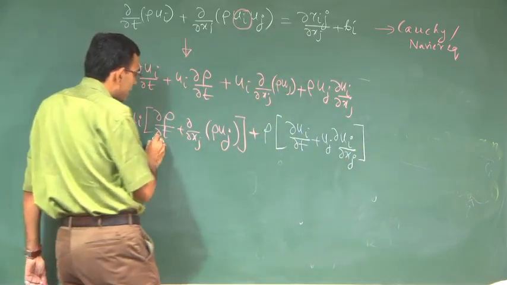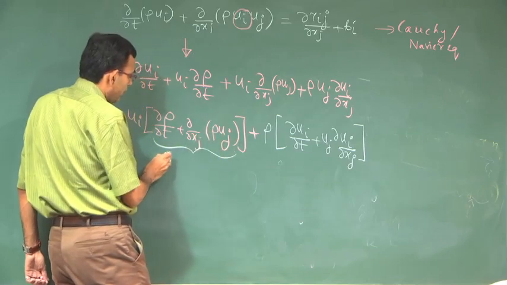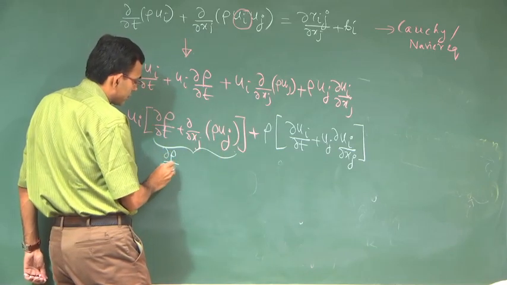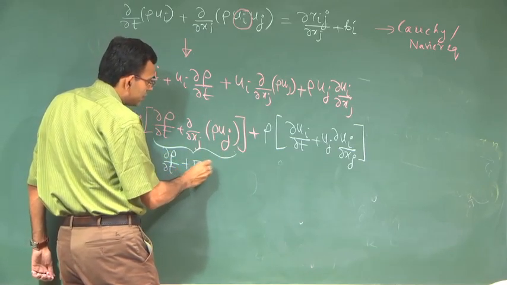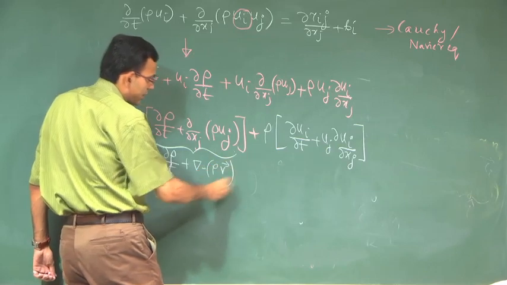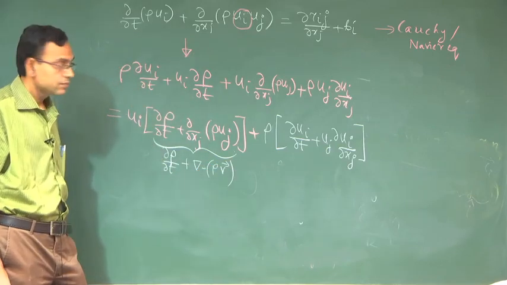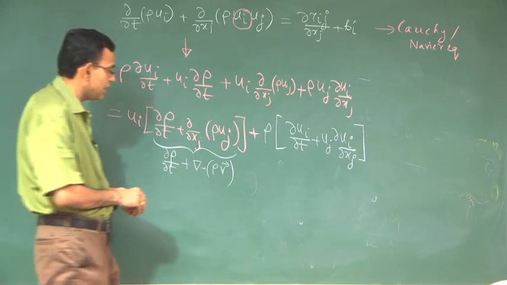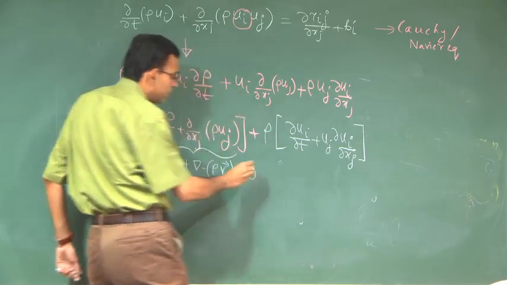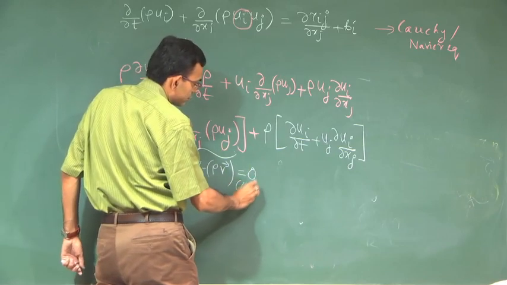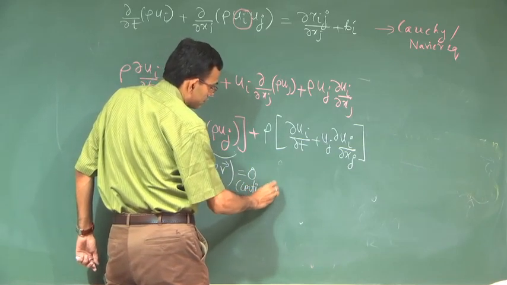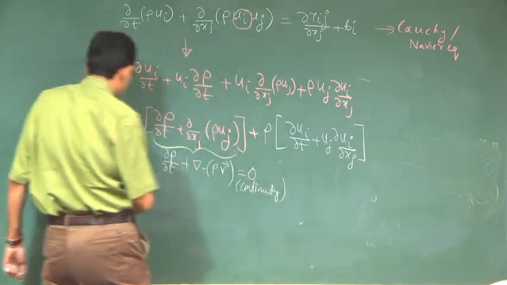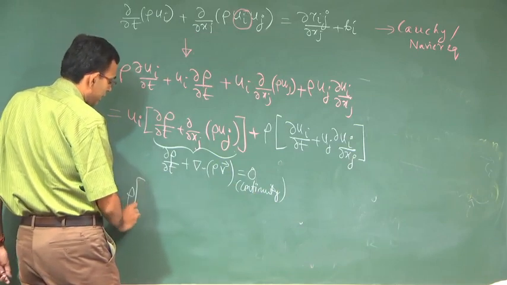Can you recognize what this is? In vector notation, this is divergence of the velocity vector. Just now we have shown the divergence in index notation, and this is equal to 0 by the continuity equation. So, this will become the left hand side.